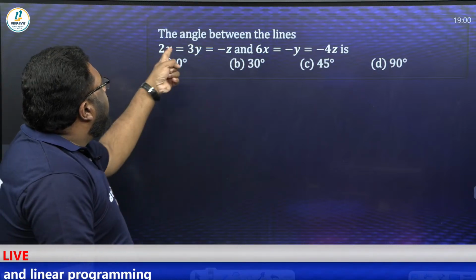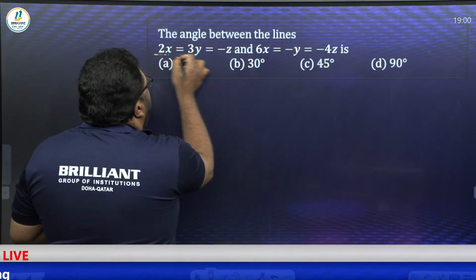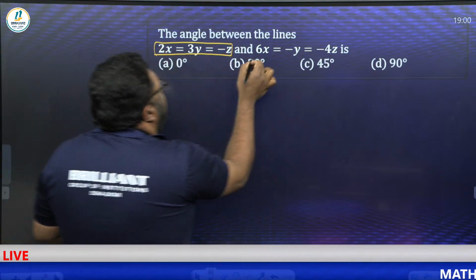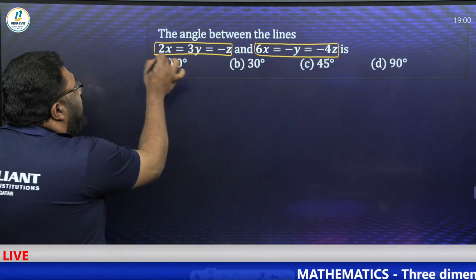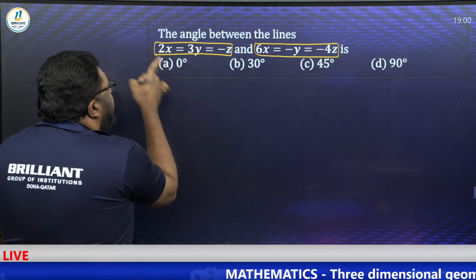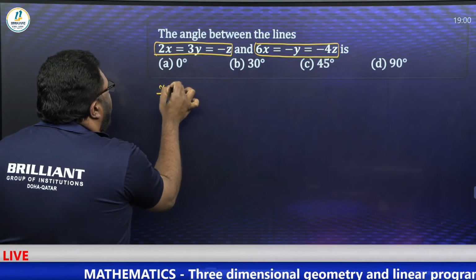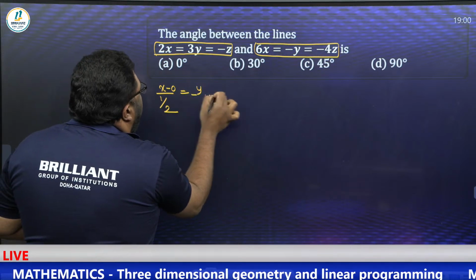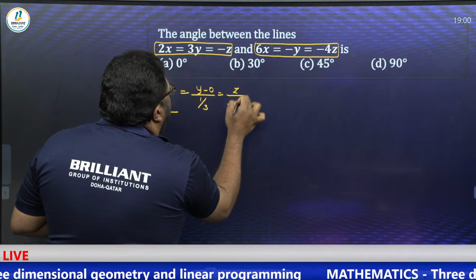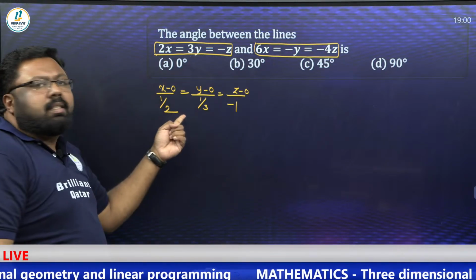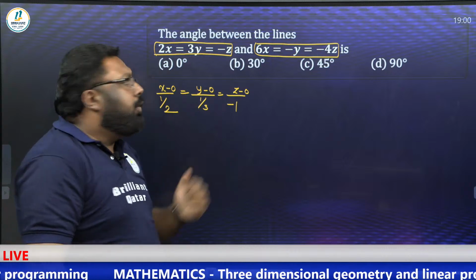Okay. Now, the angle between two lines. Do you see that this looks like the equation of a line but not in standard form? When you try to write the standard form, the coefficient of x should be made 1. So x divided by half minus 0, y divided by 1 by 3 minus 0, z divided by minus 1 minus 0. This is the standard equation in Cartesian form for the line.